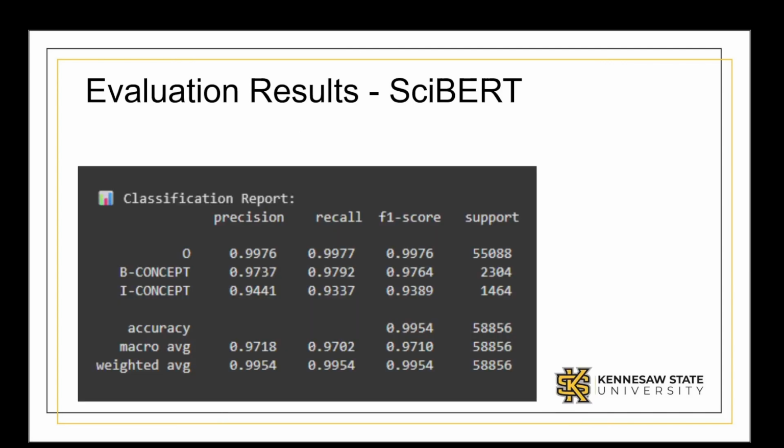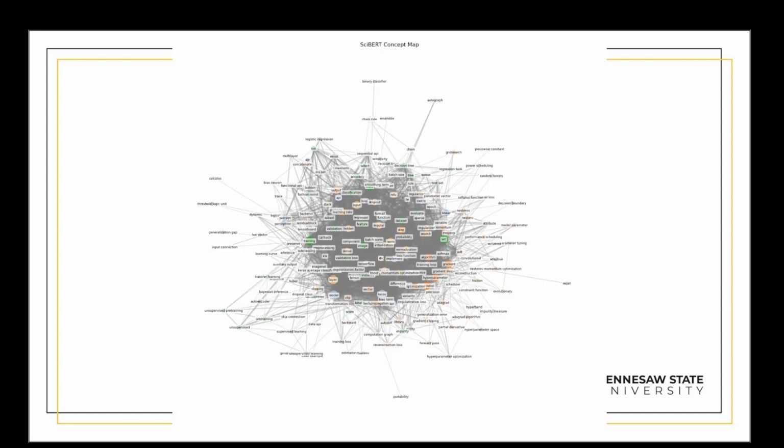We got our best results out of Cybert. A quick explanation of the labels in our dataset. We're looking to see if the term is outside of a key phrase, that's our O, if it's at the beginning of a key phrase, that's our B concept, or if it's within a key phrase, that's our I concept. So we can see some fairly significant high precision, recall, and F1 score across the board. We trained this model on our dataset over 8 epochs.